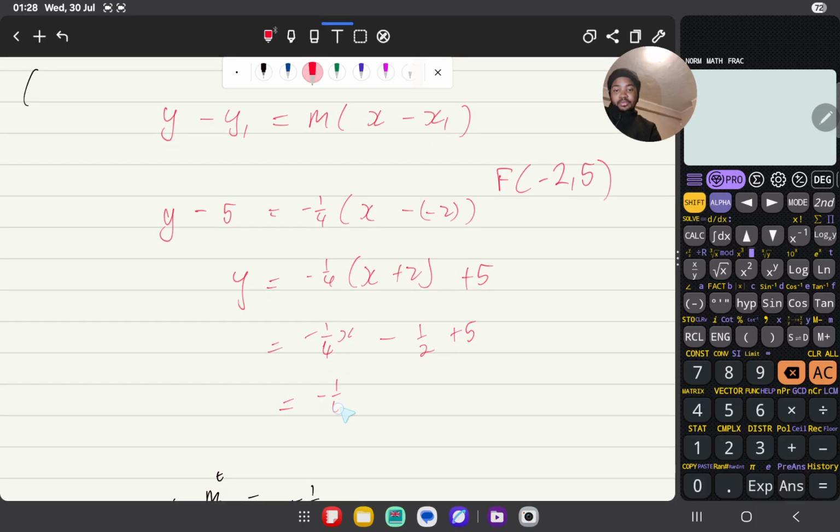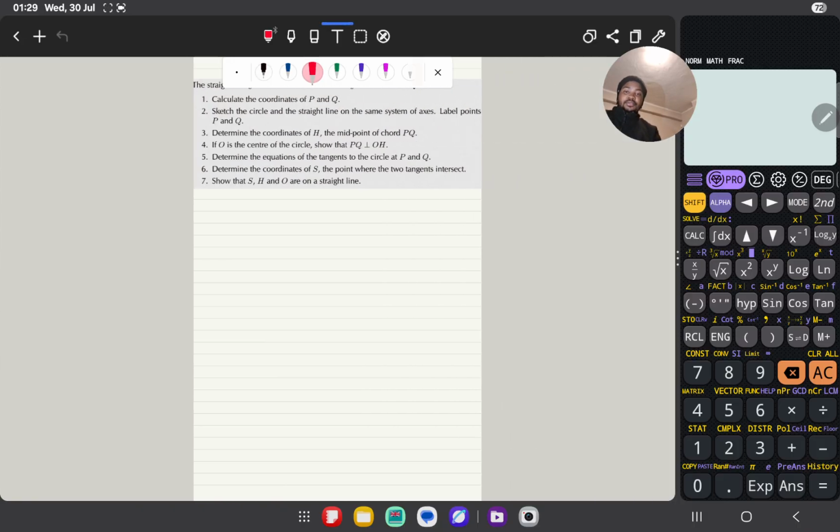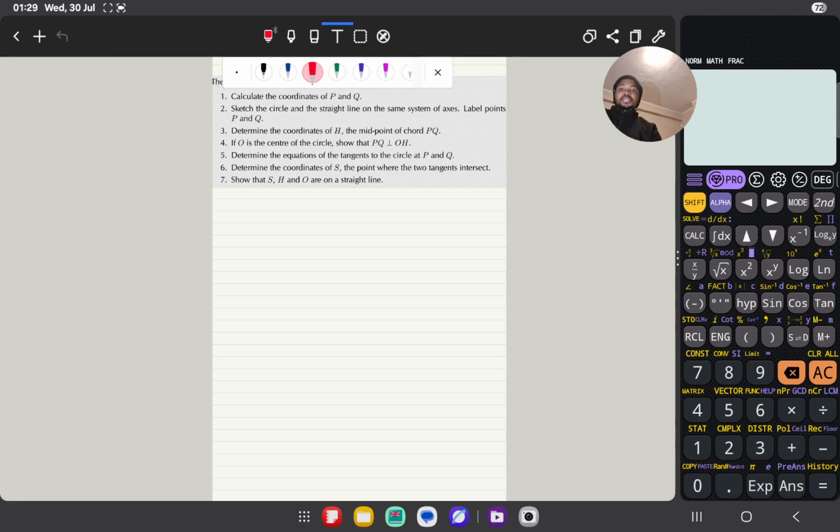And therefore your equation for this will be plus 4.5. So how do I write 4.5? 9 over 2, yeah, 9 over 2. So by this, you have found the equation of a straight line, which is the equation of the tangent, right? And this is the equation of the tangent. Cool stuff. Good.